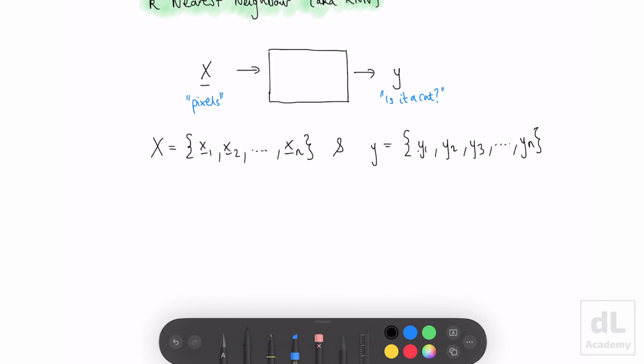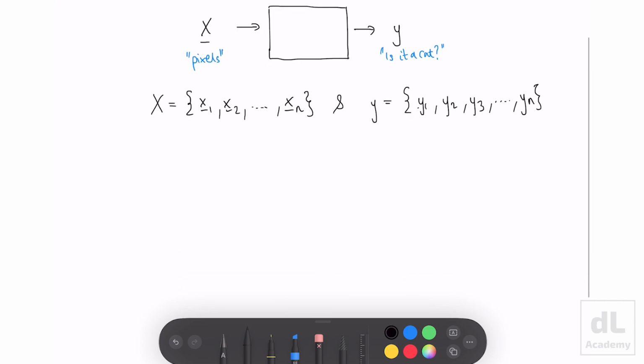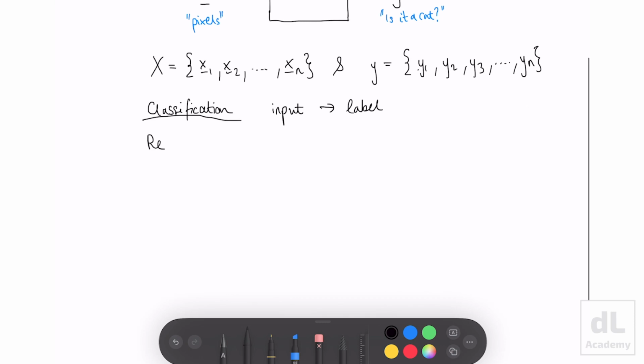So to use our running example, X's would be pictures, Y's would be true or false, whether it was a cat or not. So that's an example of a classification problem. We've been through this. So this means input to a label. But KNN can do classification problems, and it can also do regression problems, which is what we'll look at first. So where we go from input to a number.